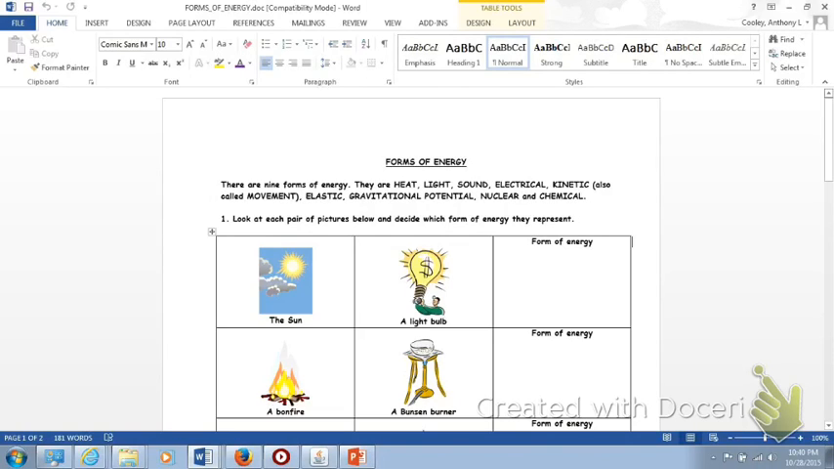So let's go. What do you think the sun and light bulb here? What form of energy do you think that might be? Give you a chance to fill in your answer. Okay. That would seem like it's along the line of light energy. Okay. Now, let's move on to our next one.